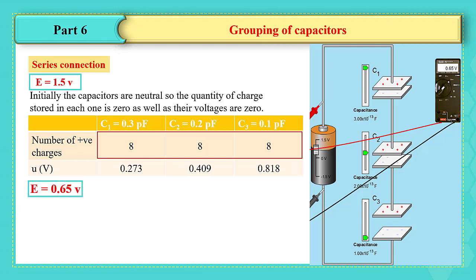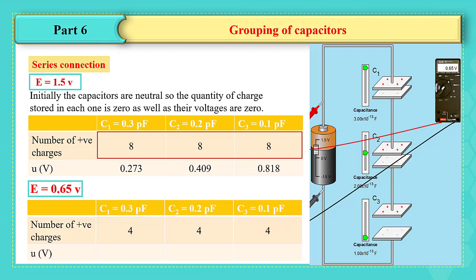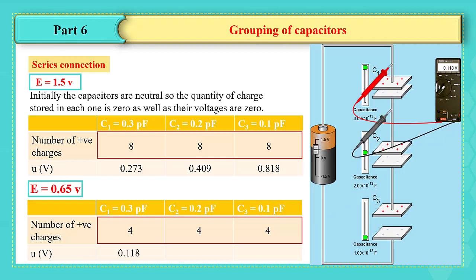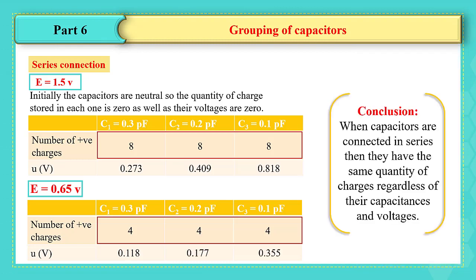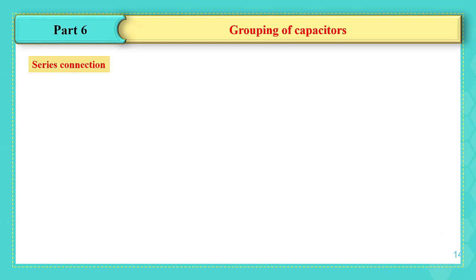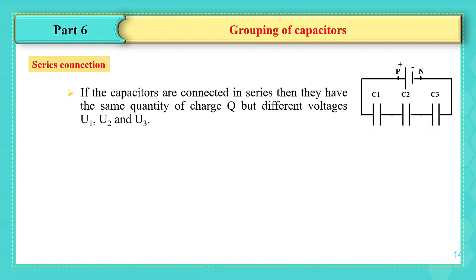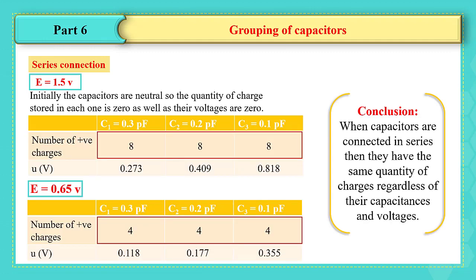Now, if we decrease the voltage of the battery to 0.65 and then repeat the same process, we notice that the number of charges accumulating on the plates of the capacitors are equal, which are 4 in this case. And if we want to measure the voltage across each capacitor, we notice that the voltages are different. Then we can conclude that when capacitors are connected in series, they have the same quantity of charge regardless of their capacitances and voltages. Therefore, if capacitors are connected in series, then they have the same quantity of charge Q, but different voltages U1, U2, and U3.